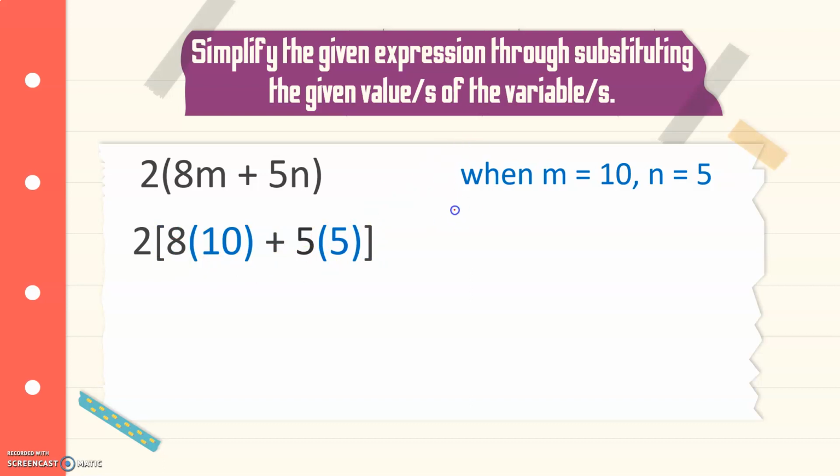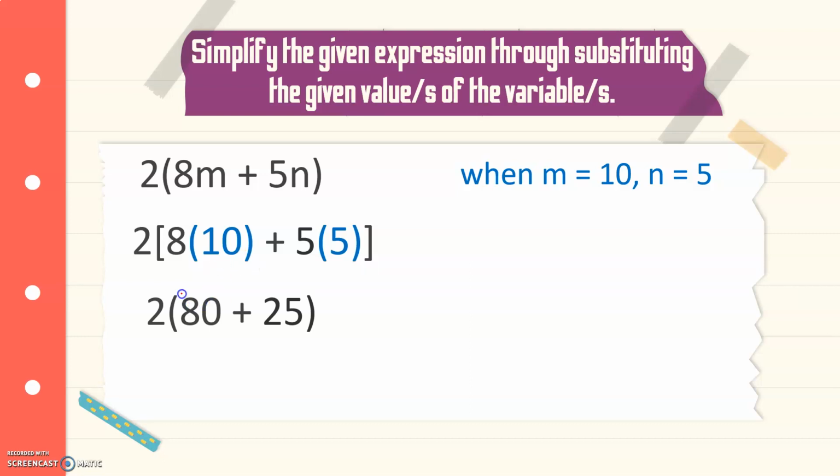Remember in the GEMDAS rule, for our grouping symbols, we always start from parentheses. Then when we already use the parentheses, we will proceed with using the brackets. Then after that, we'll use the braces. So in here, we already have parentheses, so to group these two, we'll have to use brackets. Let's continue. We now have 8 times 10 plus 5 times 5. We'll have to simplify first what's inside the grouping symbol, just like in GEMDAS. So that will be equal to 80 plus 25.